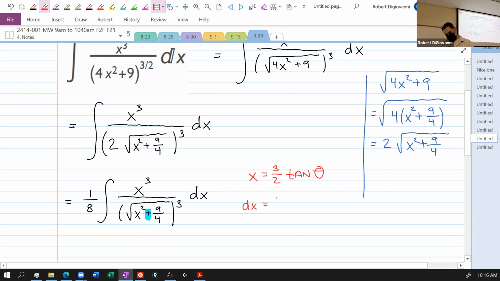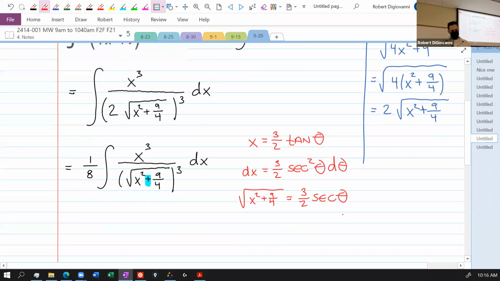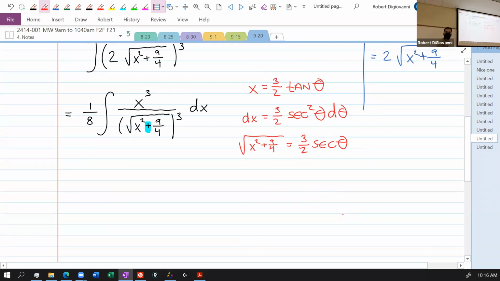dx will be equal to 3/2 secant squared theta d theta. And the square root of all that is going to turn into 3/2 secant theta. We know that because we've studied trig subs now, and that's what happens when you have this form. Any questions? Ready to replace everything? Here we go.